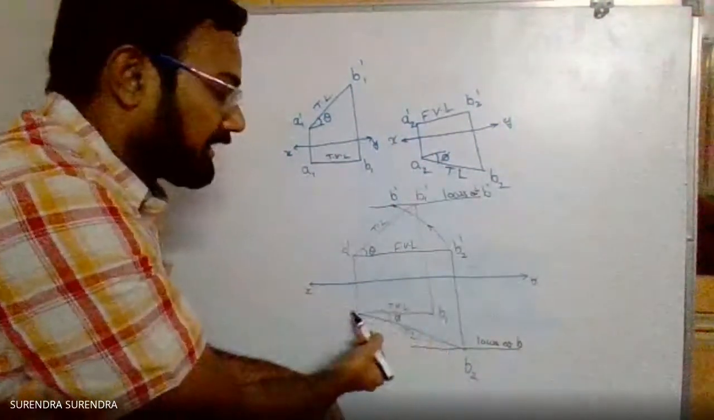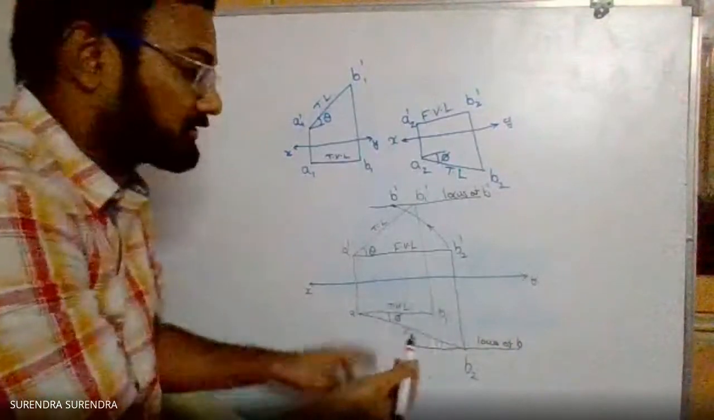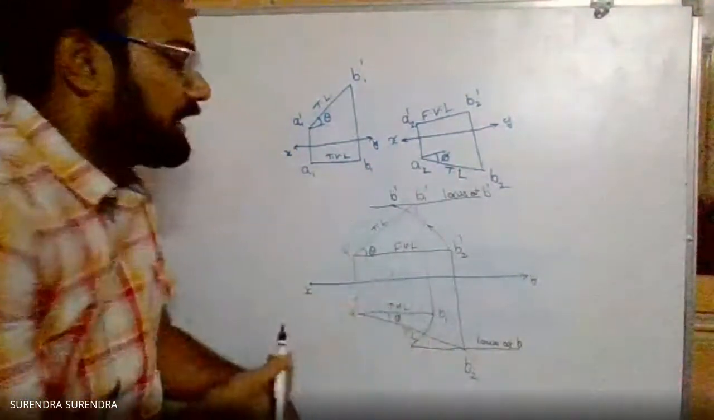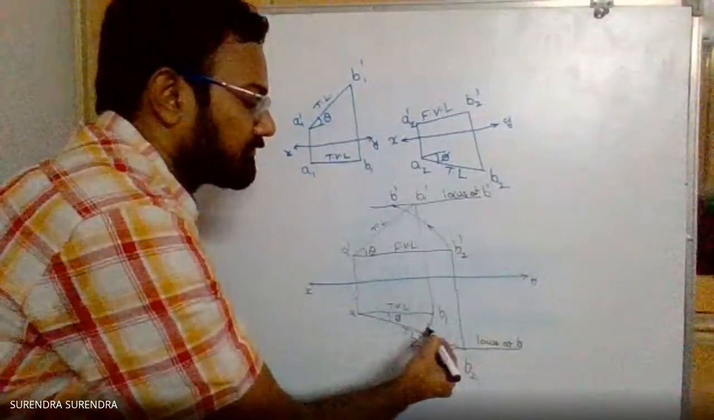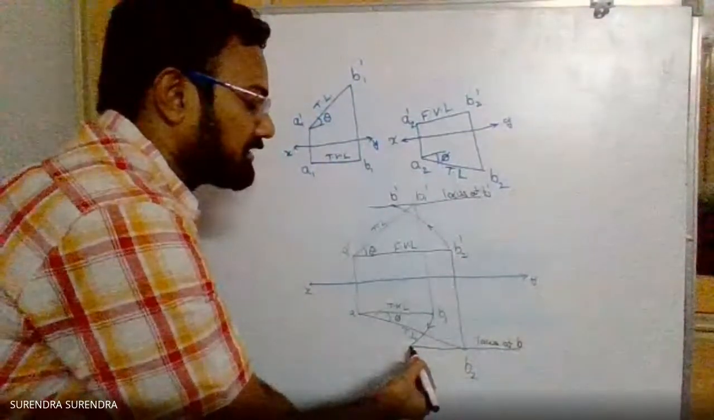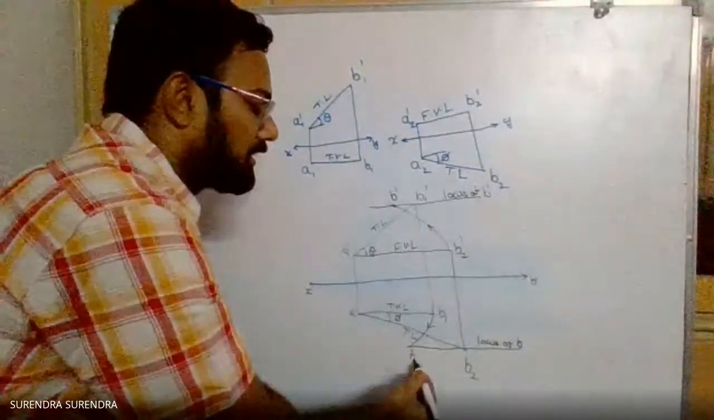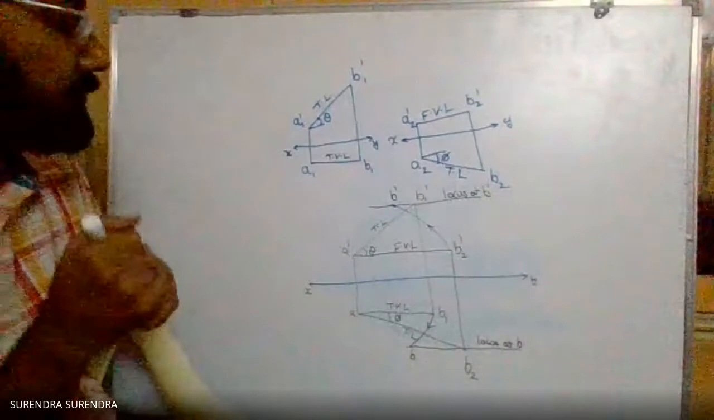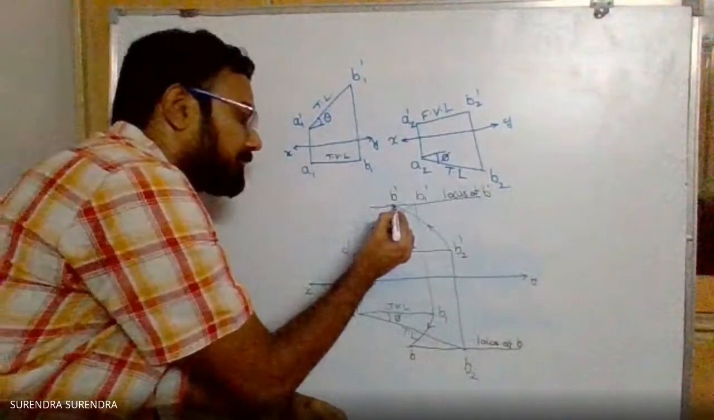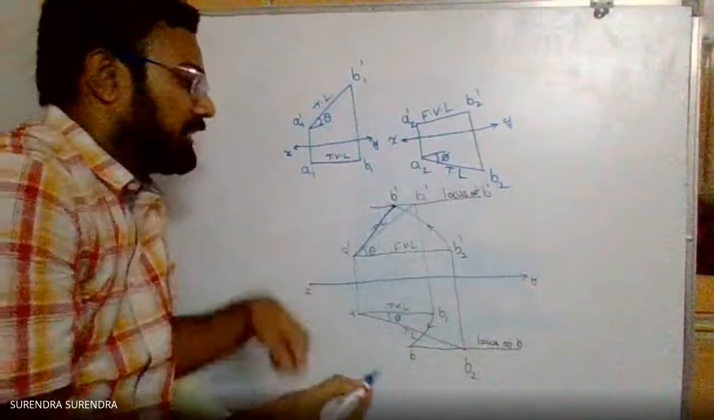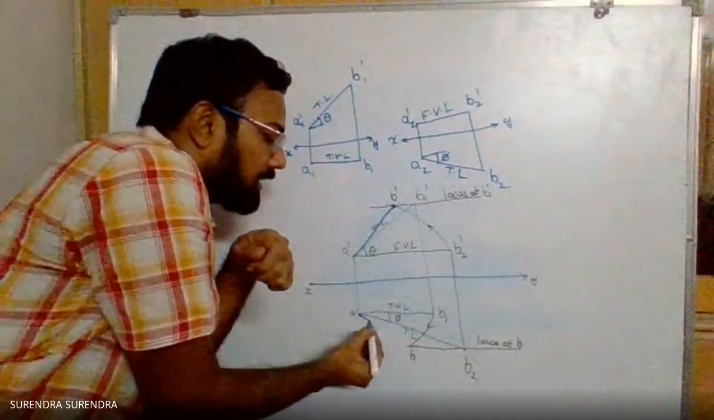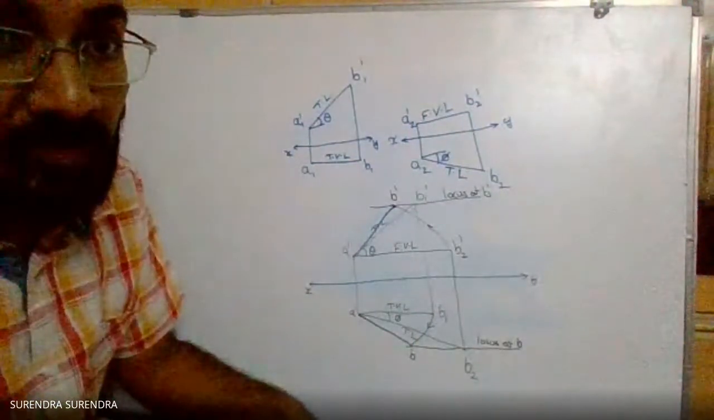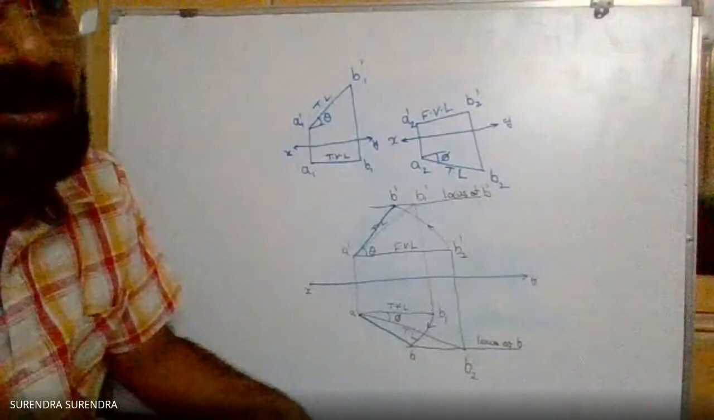Similarly, with top view length as radius, top view length meaning A B1, with A as center, draw an arc. The point where it intersects the locus is point B. Now, A dash B dash is the final front view, and AB is the final top view.